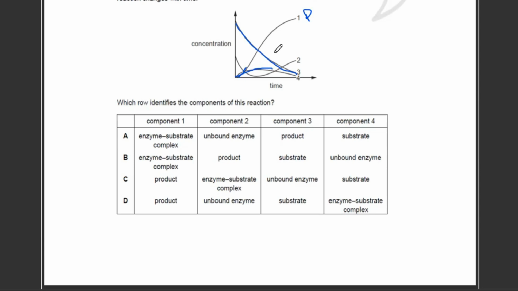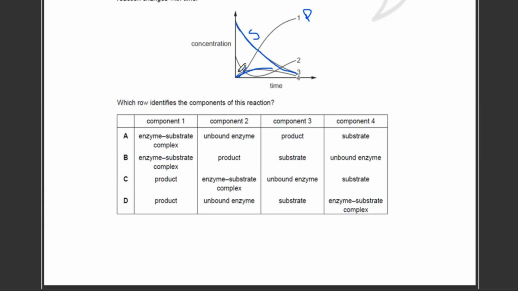3 में सबस्ट्रेट कम हो रहा है। सबस्ट्रेट कम हो रहा है, exactly. आपका एंजाइम कम नहीं होता ना, एंजाइम तो आपका सेम रहता है, it remains unchanged, right? So 3 is your substrate, that as the time is progressing, substrate is decreasing and product is increasing. आया समझ?